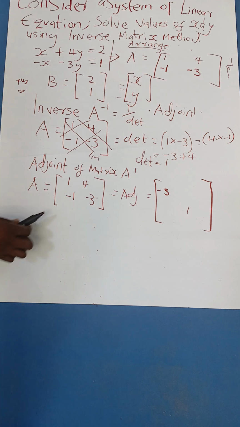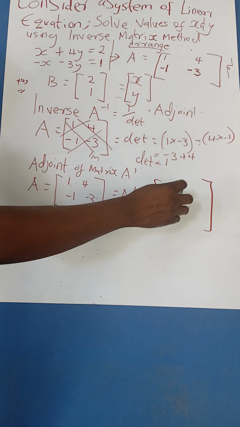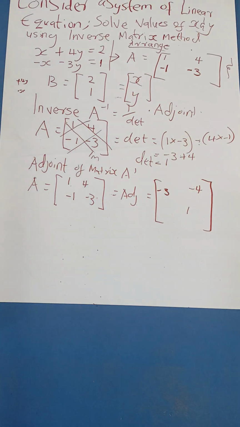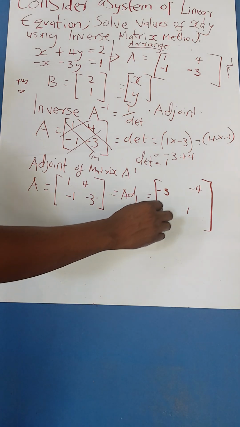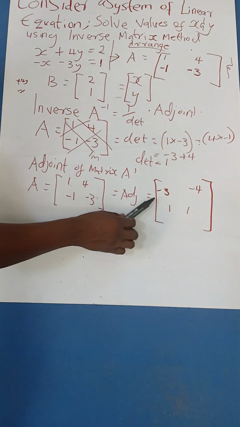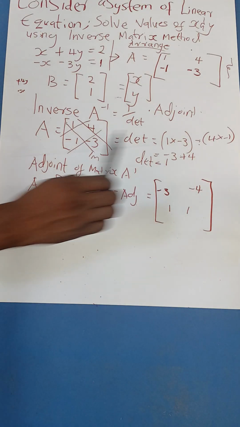Now 4 multiplied by a negative will be -4. And -1 multiplied by a negative is positive, because a negative multiplied by a negative becomes a positive. So -1 becomes 1. So our adjoint for this case is -3, -4, 1, 1. Good.